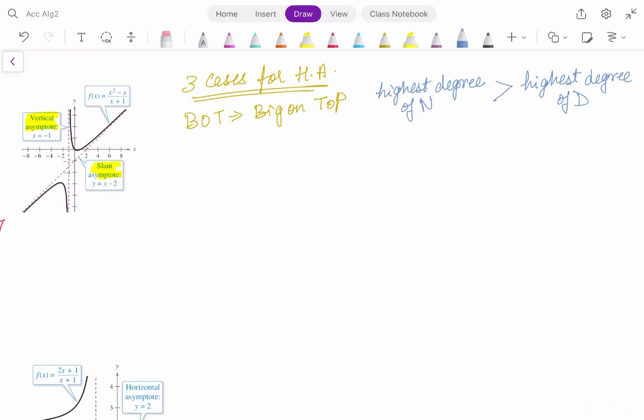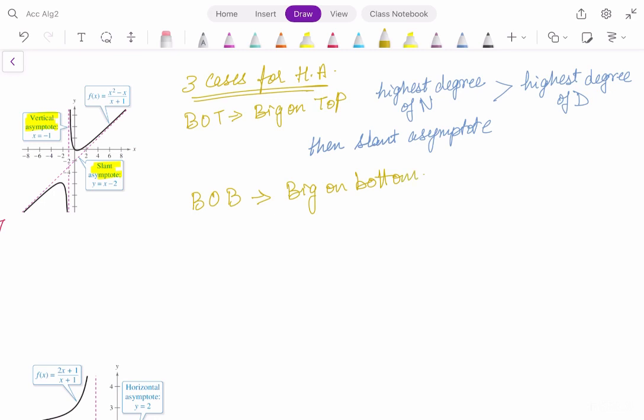You have seen this case, right? On the left hand side, x squared minus x divided by x plus 1. So the highest power is in the numerator and the lowest power is in the denominator. So we are looking for the slant asymptote. So BOT will give you a slant asymptote. Slant asymptote is also called oblique asymptote.